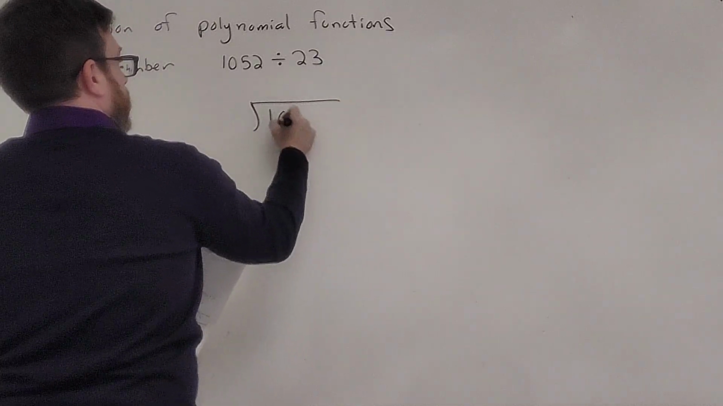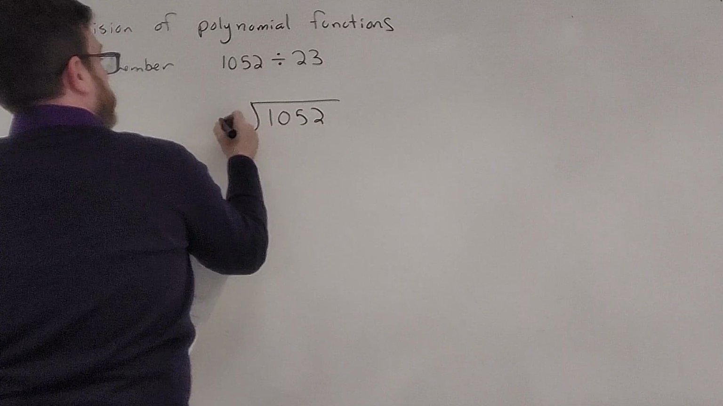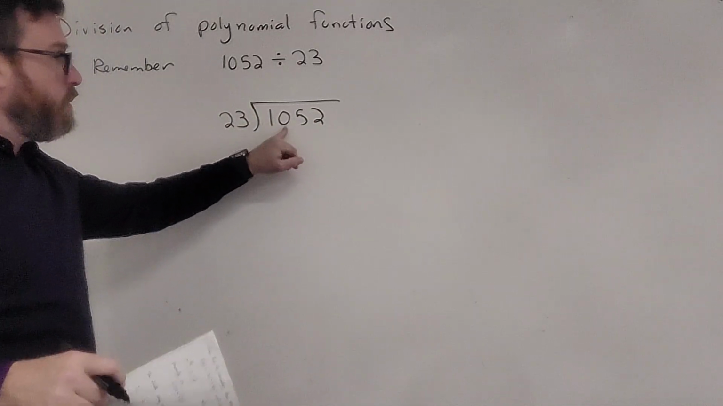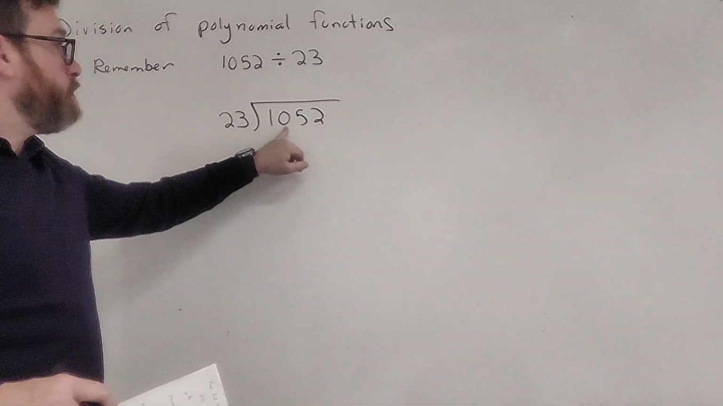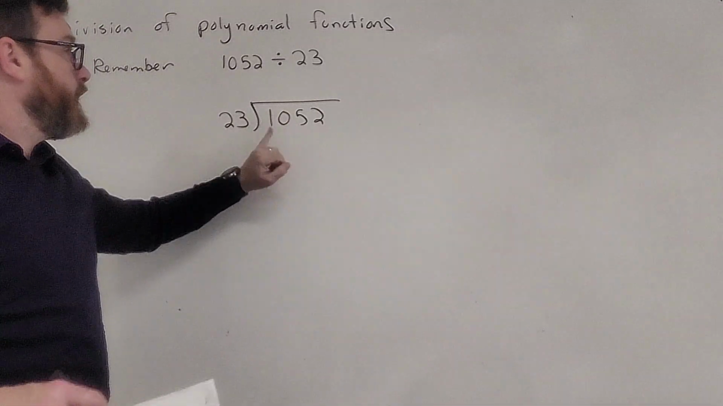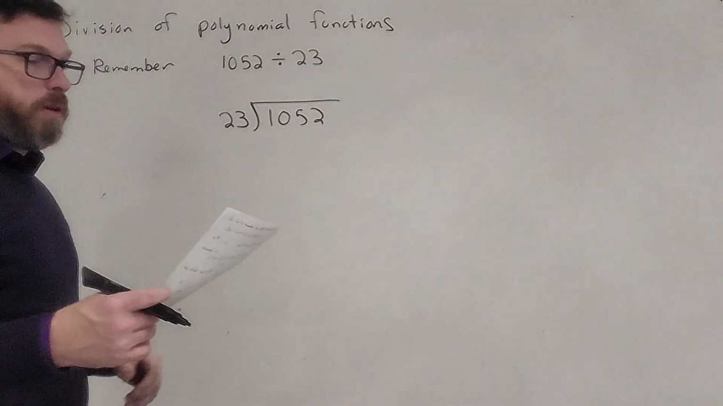1052 divided by 23. And really I picked this number because note that the 0 being in the hundreds place, it's important that it's there. I can't just do a 152 divided by this. That place value is extremely important.